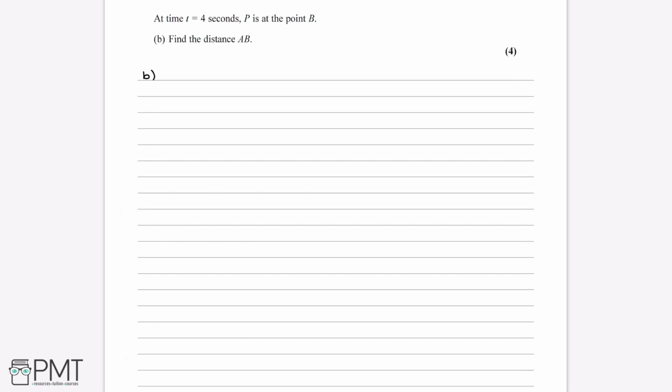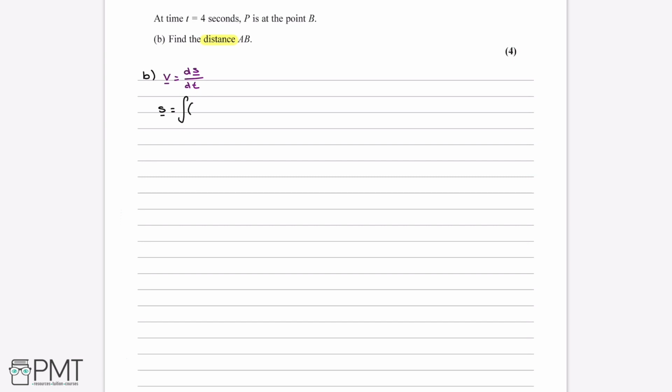And finally, we get an answer mark for finding that t is equal to 8. At time t equals 4 seconds, P is at the point B. Part B wants us to find the distance AB. So because we wanted to find the distance, this means that we know we're talking in terms of displacement. And the general rule with displacement is that velocity is equal to the derivative of displacement. And we have an expression for velocity that we found in part A, which means we can find displacement. So if we reverse this, it means that displacement is equal to the integral of velocity.